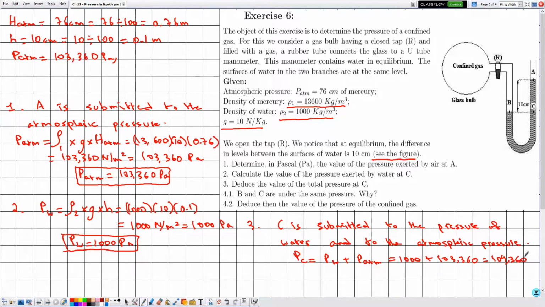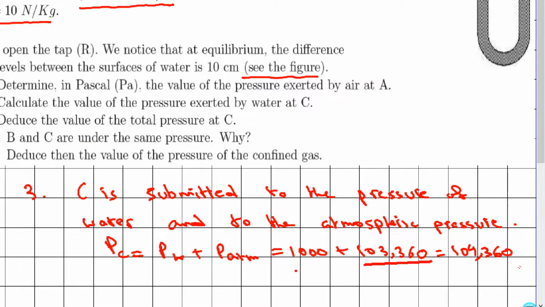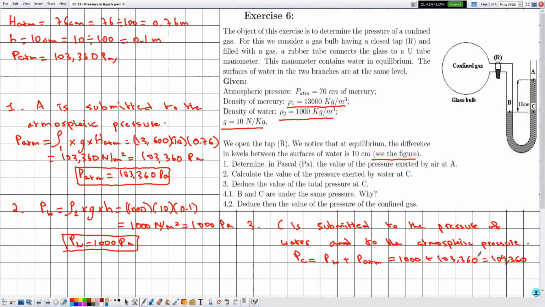104,360. Since both of these are expressed in Pascal, then the total pressure at the point C will be in Pascal, which is the SI unit. So the total pressure at the point C is given by 104,360 Pascal. And here let me write that PC is equal to 104,360 Pascal.